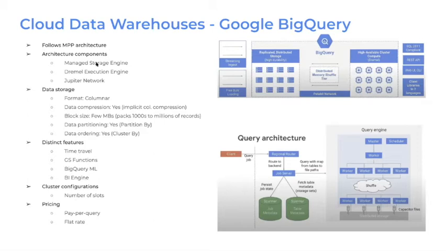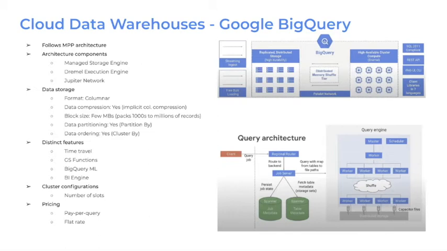So from an architecture point of view, the three distinct elements are the managed storage engine, the Dremel execution engine, and the Jupyter network. From a storage point of view, BigQuery is also columnar storage. It also has data compression capabilities as Redshift would have, but it does not do any compression beyond simple column compression. The block sizes are again small, but still we are able to pack a lot of data in those small blocks. It does support both the partition by as well as ordering features again, and you could use those intelligently to make sure that you are having to scan the least amount of data when it comes to query execution.